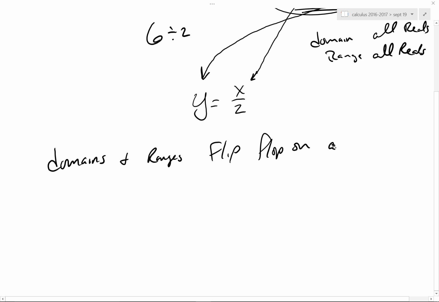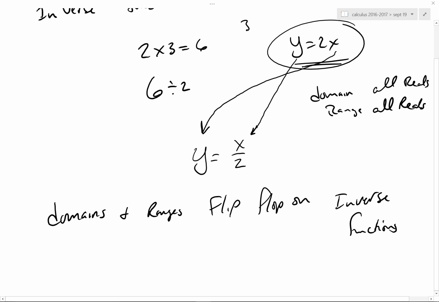On inverse functions, remember this? Yes? So in the case of this one, it was all reals, and it's still going to be all reals. That's right. So up here on this first one, when you put in a 3, you got out a 6, yes? Down here, when you put in a 6, you're going to get out a 3, yes? It's going to undo it.